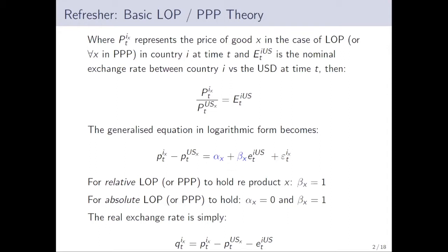From basic economic theory, the law of one price states that in competitive markets, free from transaction costs and any trade barriers, identical goods in different countries should trade at the same price when expressed in a single currency. If we let P_ixt signify the local currency price of a good x sold in country i at time t, and the nominal exchange rate of that country to the US represented by capital E, then the price ratio of the two goods should be equivalent to the nominal exchange rate.